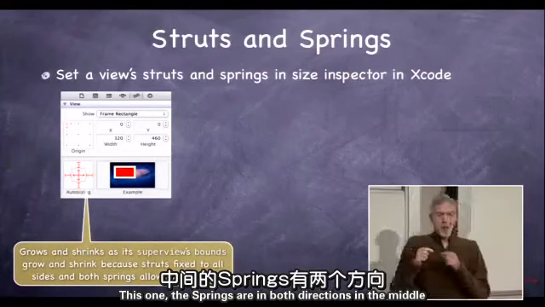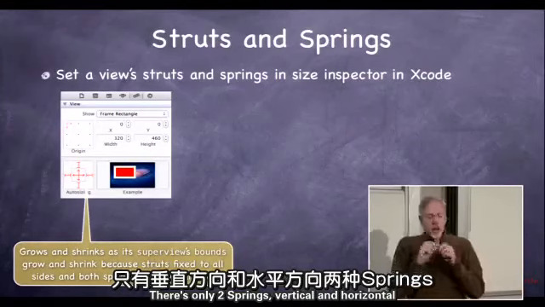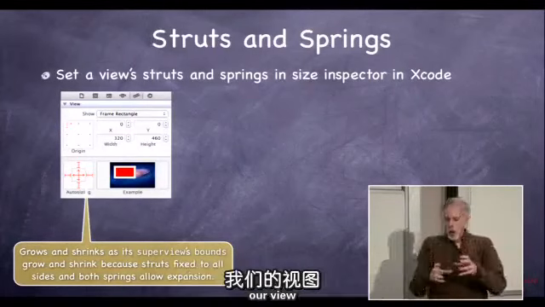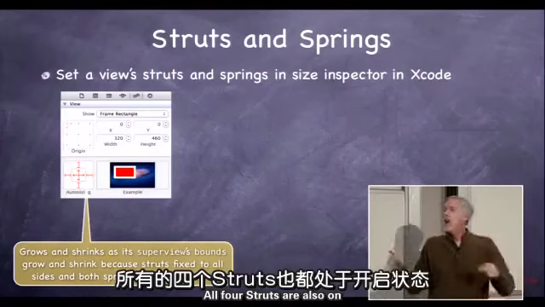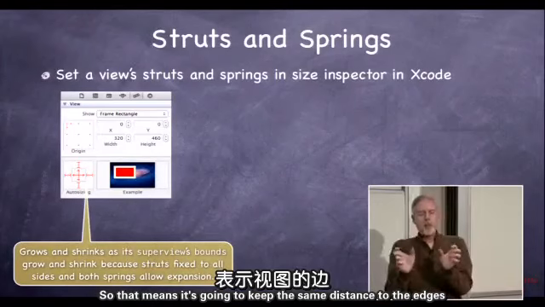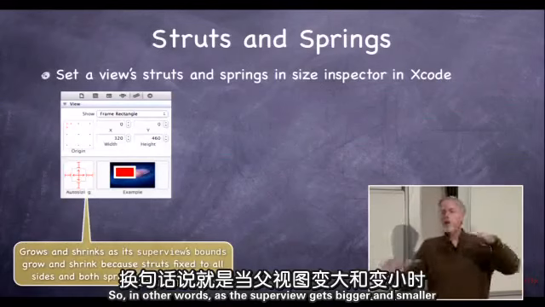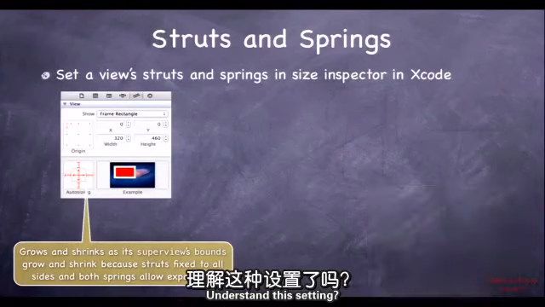So what would these springs and struts do? In this one, the springs are on in both directions in the middle. There are only two springs, vertical and horizontal. They're both on. So when the superview changes size, our view that's being inspected here will also change size in both directions. All four struts are also on, so it's going to keep the same distance to the edges of its superview. In other words, as the superview gets bigger and smaller, our view is going to get bigger and smaller. Understand this setting?